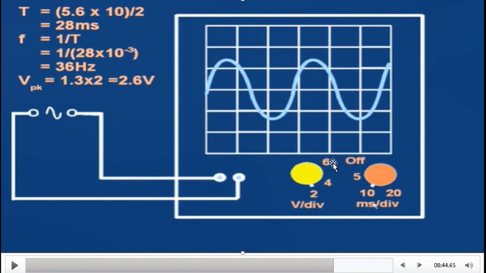Now just see, if I change the time base from 10 to 20 milliseconds per division, then what do you think can happen? Very simple. The value for the time base will be increased, the time period will be decreased, meaning the frequency will be increased. So just look over here. It's a simple calculation that we have discussed before. No need to talk about this. You know well, you can check it by pausing the video. Okay, just go ahead.